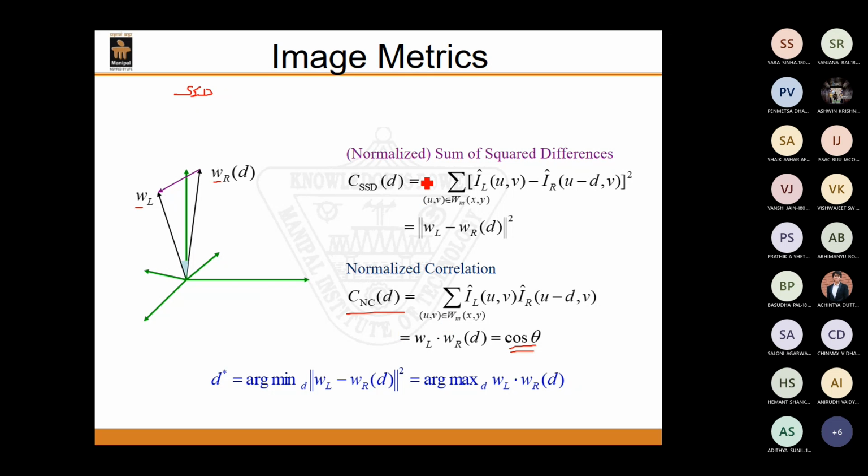Another metric that can be used is the normalized SSD. In order to calculate the normalized SSD, just like the previous case, I find out the sum of square difference, but in this case it would be a normalized case. That's all. So these are the two metrics that you can use along with image vectors.